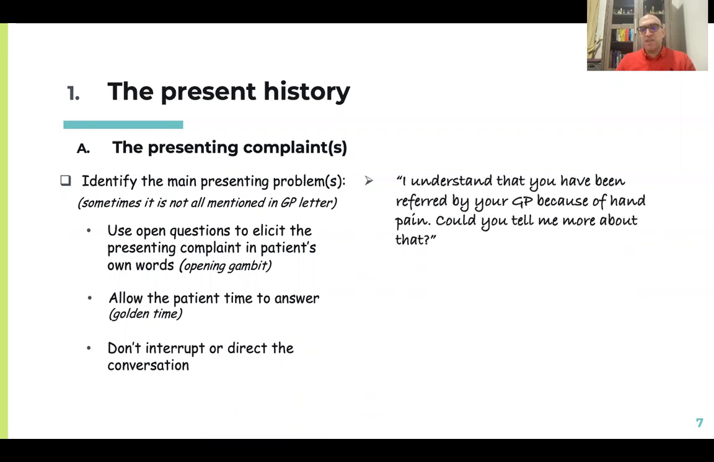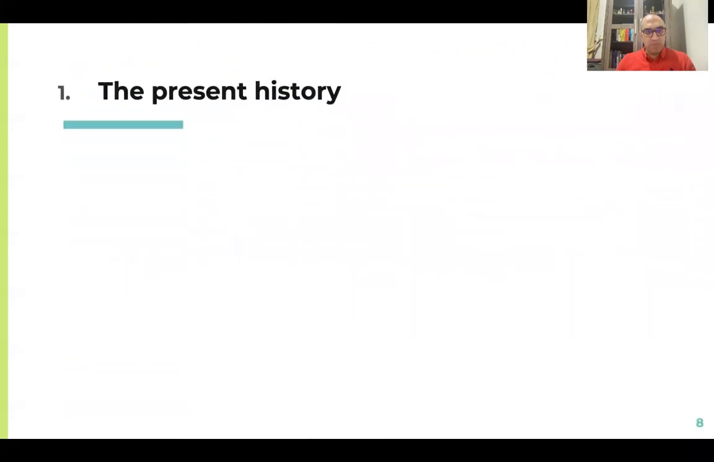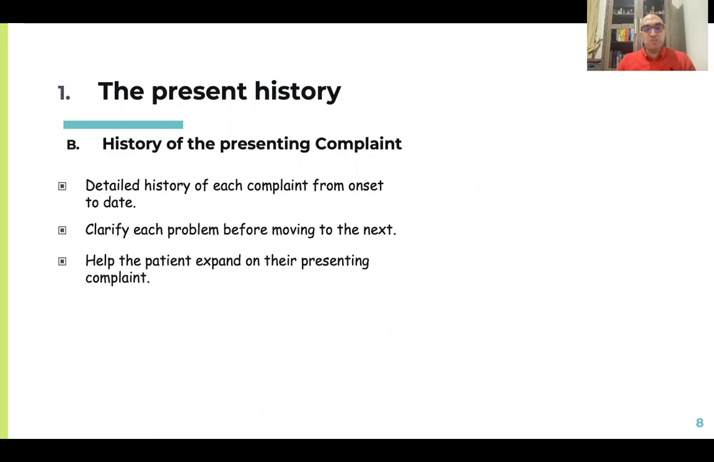Like, "I understand that you have been referred by your GP because of hand pain. Could you tell me more about that?" "What do you mean exactly by dizziness?" "Can you tell me what exactly has brought you to the hospital today?" Then go into further detail on the presenting complaint from onset to date. Clarify each problem if there are multiple complaints, each one of them before moving to the next, and help the patient to expand on their presenting complaint.